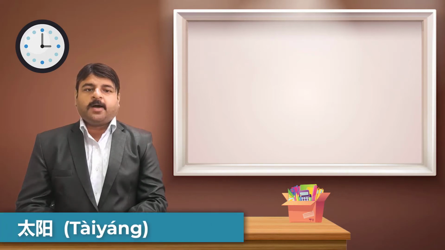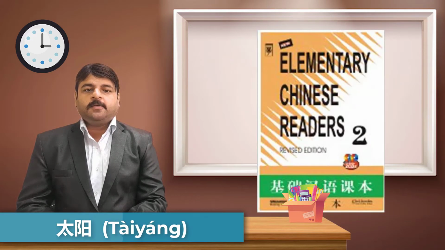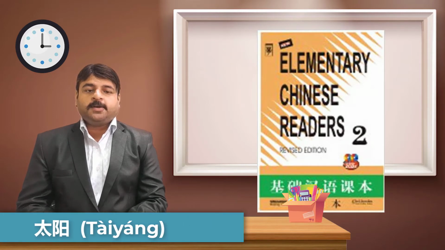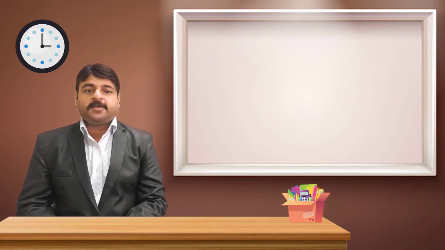Hello everyone, I'm Thayang and we are reading Elementary Chinese Reader 2. In lesson 43, we'll have a look at how to make passive sentences in Chinese. But before we do that, let us have a quick recall of what passive sentences are.